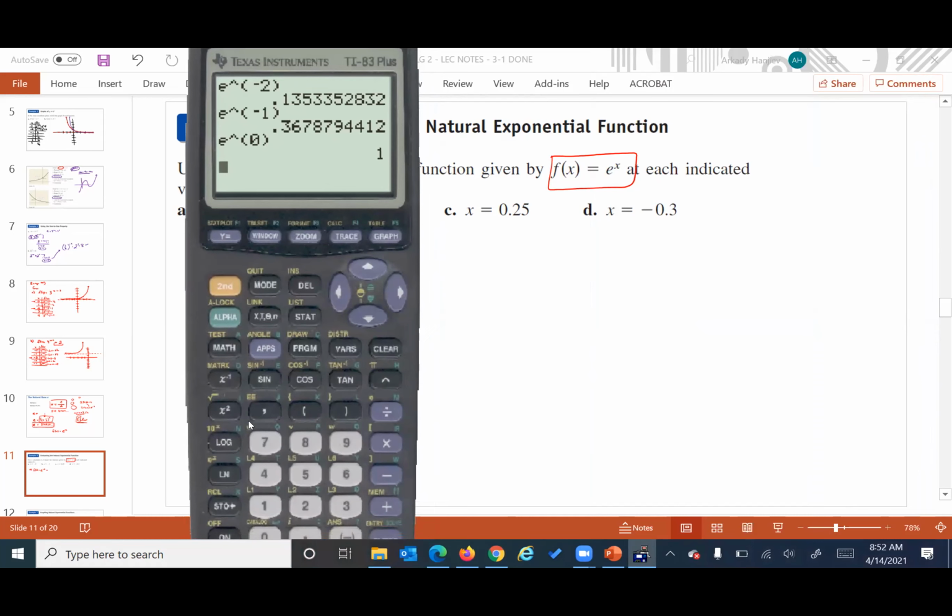Okay, switching to the other side here. You guys are already done, I'm just catching up with you. 0.25 gives 1.28. Everybody agree there? And -0.3. Ta-da, 0.74. Are we good? Cool. Okay. Think we're good there.